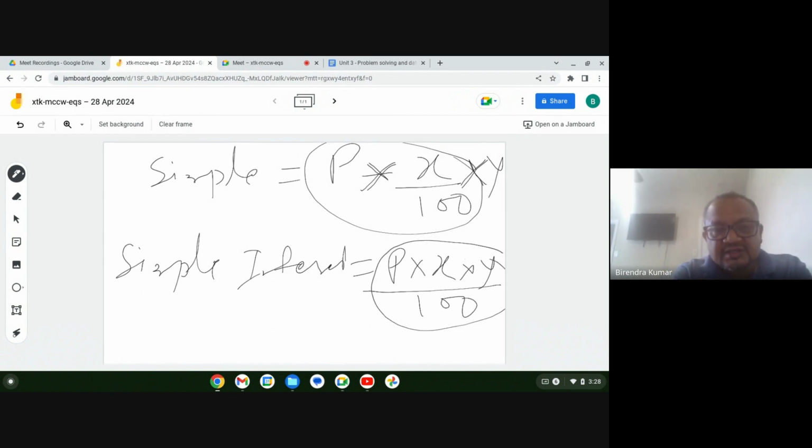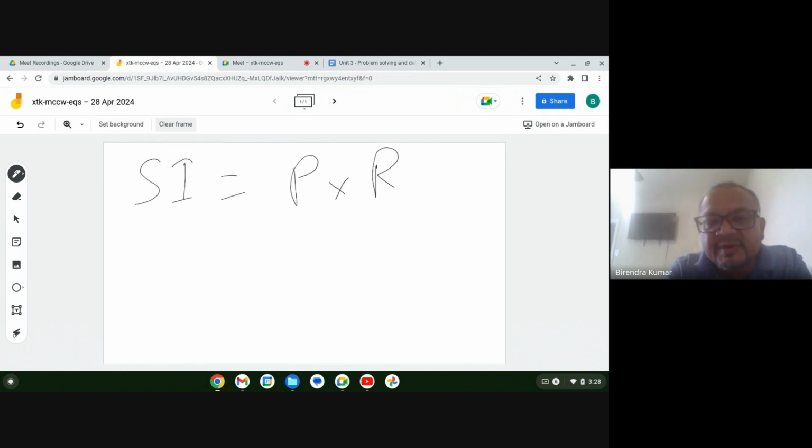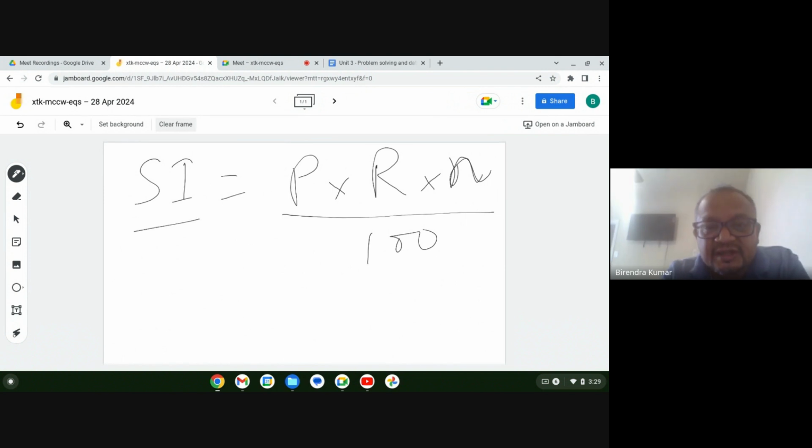Let me write it in a different way. I'll call it simple interest, SI, equals... P is my principal amount, R is my rate of interest, and N is the number of years I'm keeping my money in the bank. So after N number of years, what is the simple interest that I'm earning? It will be P, principal amount, multiplied by rate of interest into N.